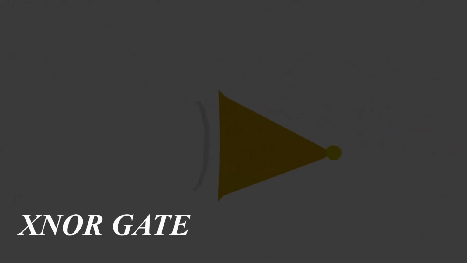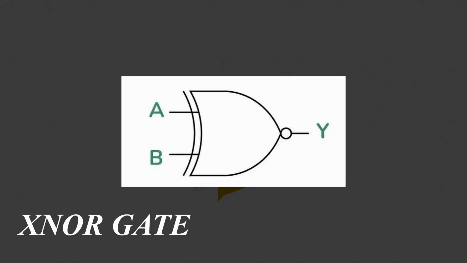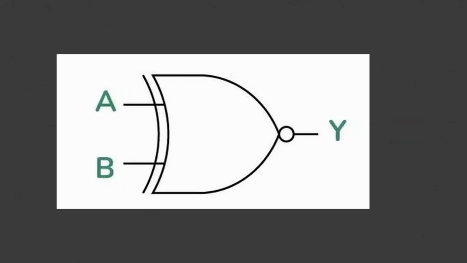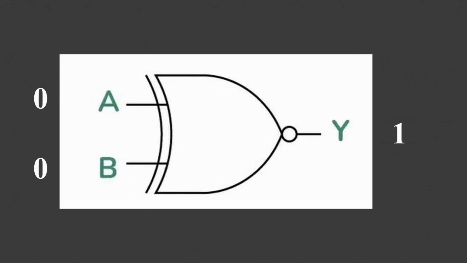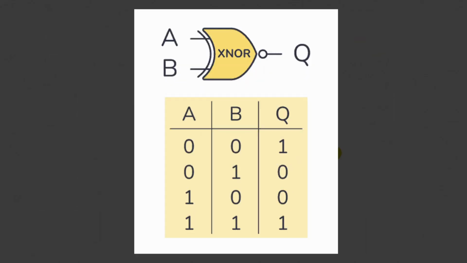Exclusive NOR or XNOR gate. This gate is the inverse of the XOR gate. It outputs a 1 when the two inputs are the same, both 0 or both 1, and 0 when they are different. Here is a truth table further explaining XNOR gate.